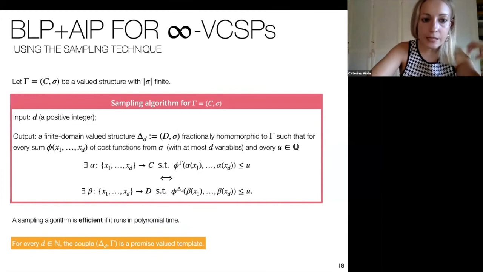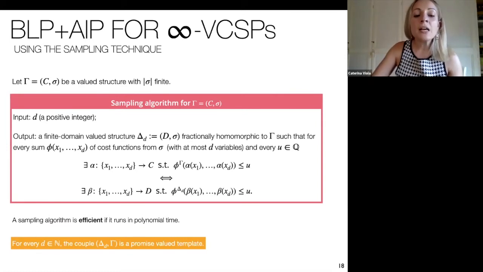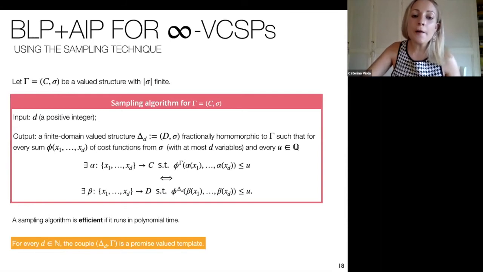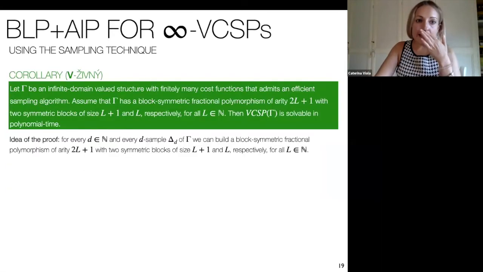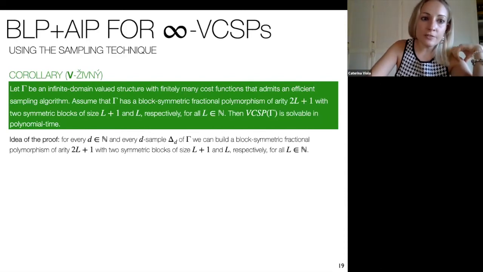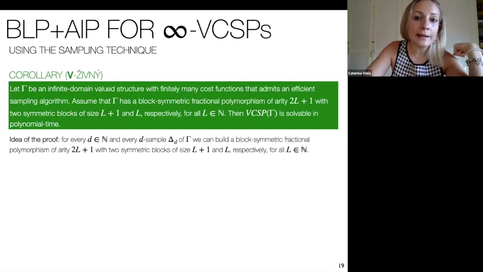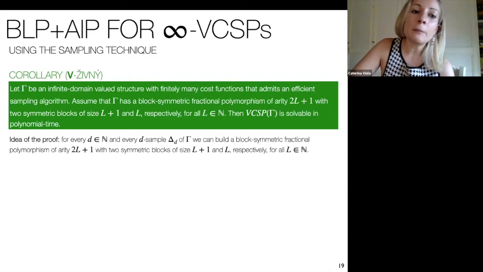We also say that the sampling algorithm is efficient if it runs in polynomial time. So it is an easy observation that for every d natural number, the couple delta d, gamma is in particular a promise value template. Because of this, we can state this corollary. Consider gamma to be an infinite domain valued structure with finitely many cost functions that admits an efficient sampling algorithm. Assume that gamma has a block symmetric fractional polymorphism of arity 2L plus 1 with two symmetric blocks of size L plus 1 and L respectively for all natural numbers L. Then VCSP of gamma is solvable in polynomial time.